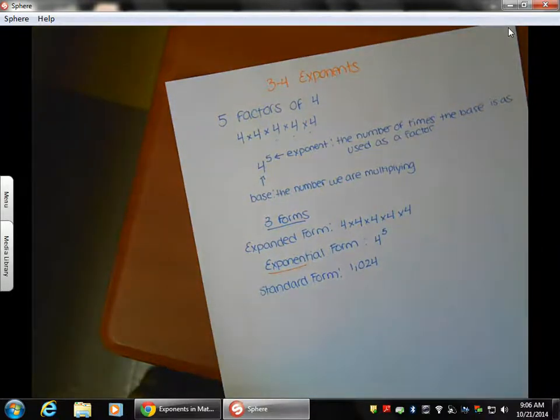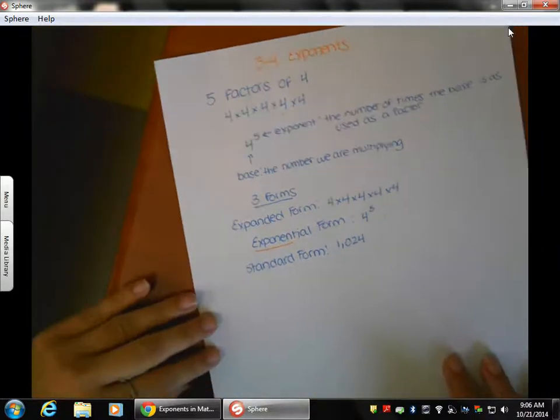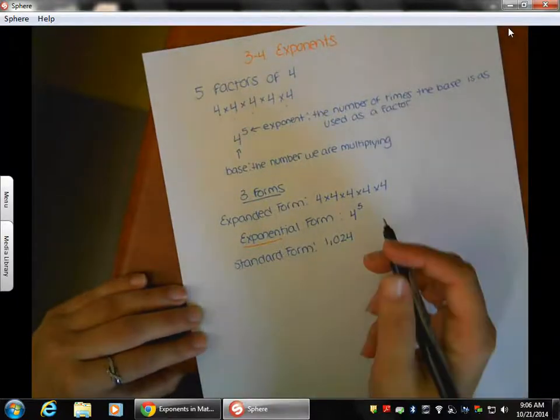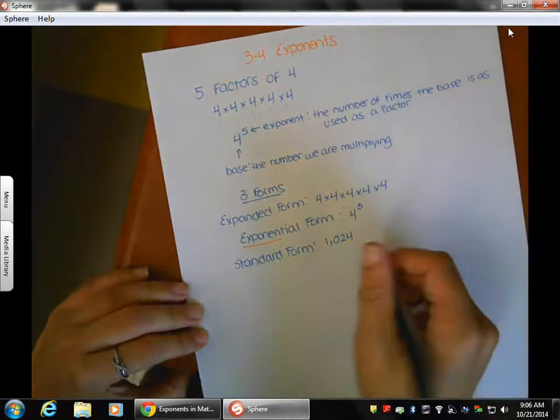Okay, so let's do some examples and just work with some of these. And just follow along as I do this. You can be taking notes too if you have your notebook at home. Do some examples.